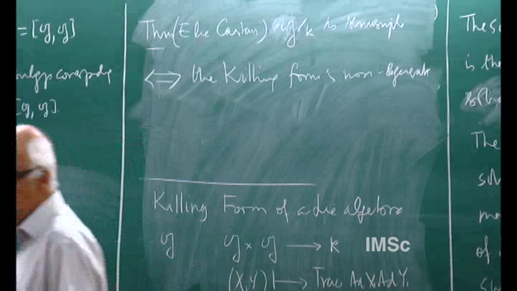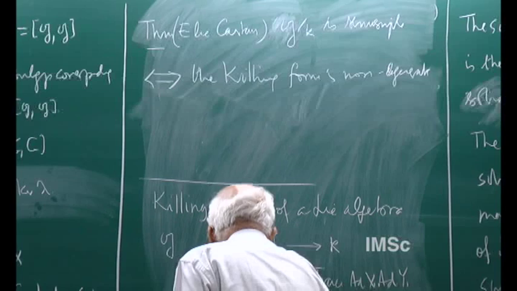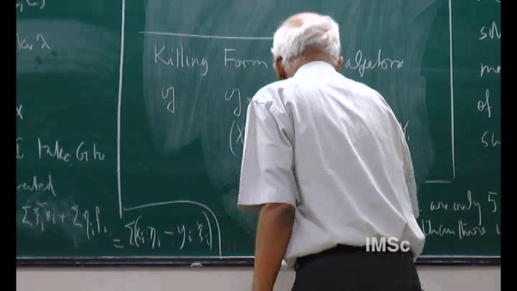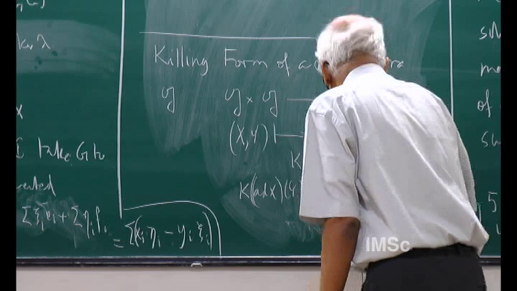The Killing form is invariant in the following sense. I call this K(x, y). It has the property that K([ad x](y), z) plus K(y, [ad x](z)) is 0.